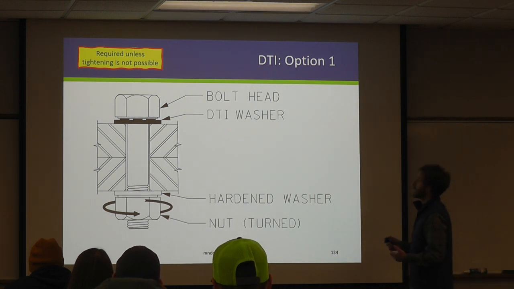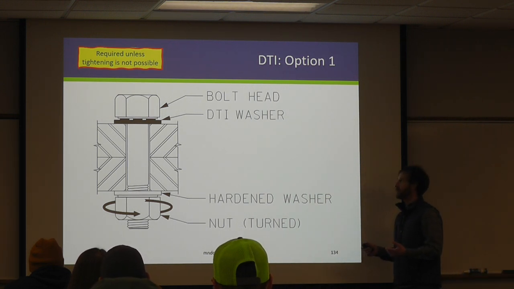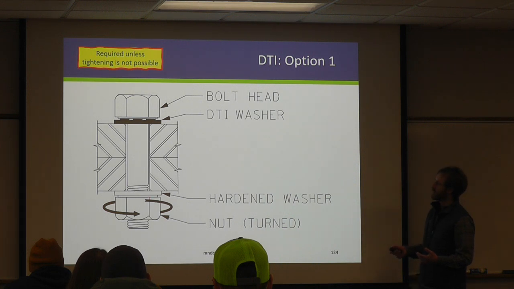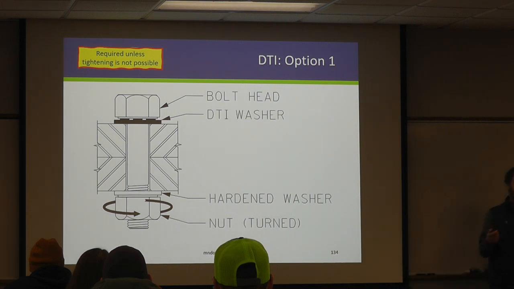Configuration is important, so as I alluded to, the DTI's got to be opposite the turned element. You're going to place that hardened washer on the back side. This is the required configuration unless they demonstrate that it's not possible to install the bolt this way. And I would venture to guess 95% of the time you can accomplish this. Iron workers don't like doing it this way. Does anybody know why?